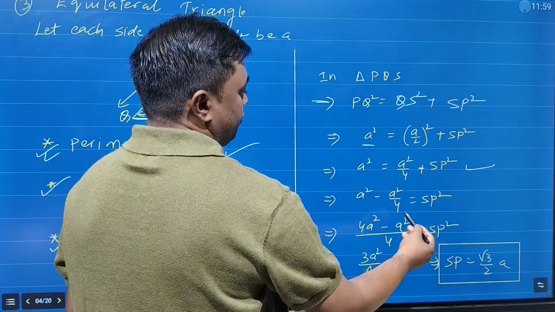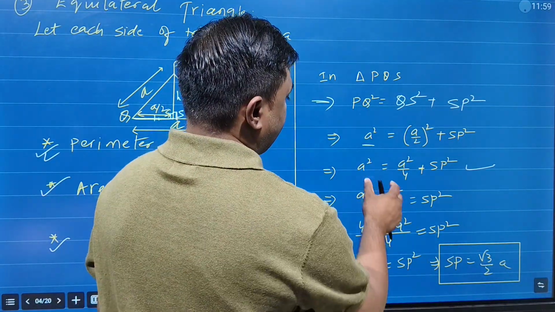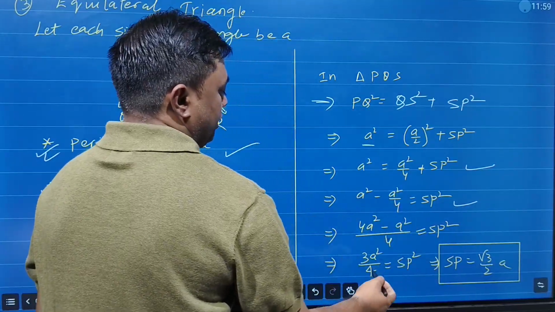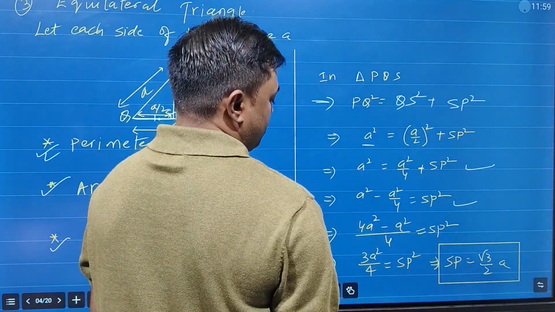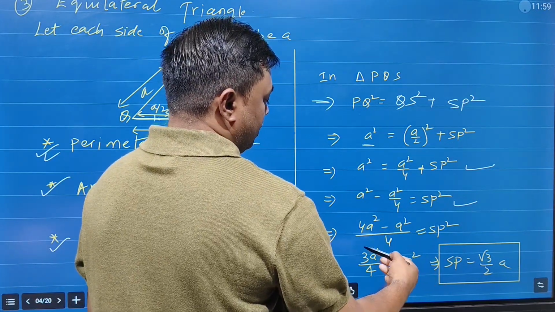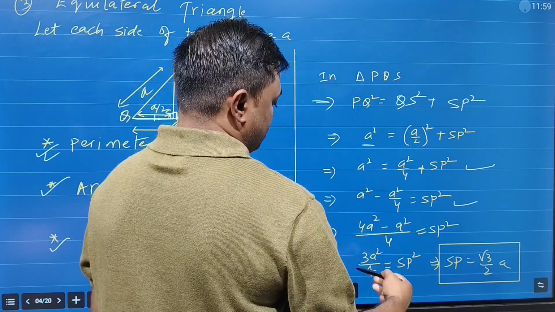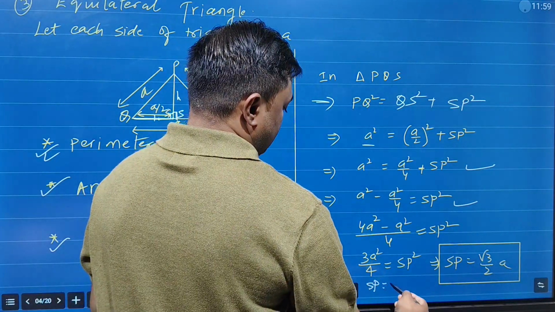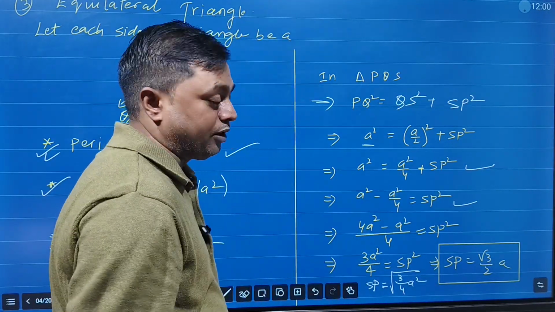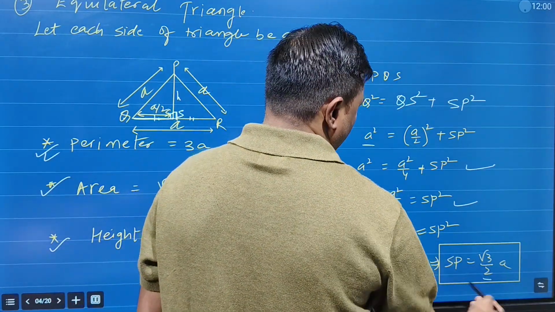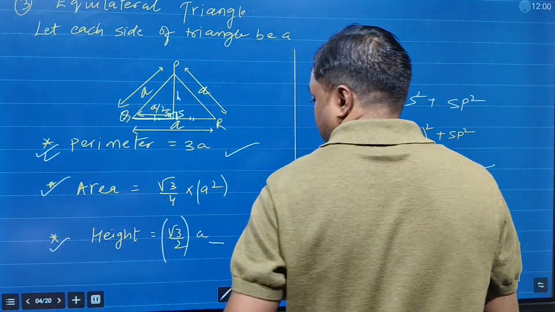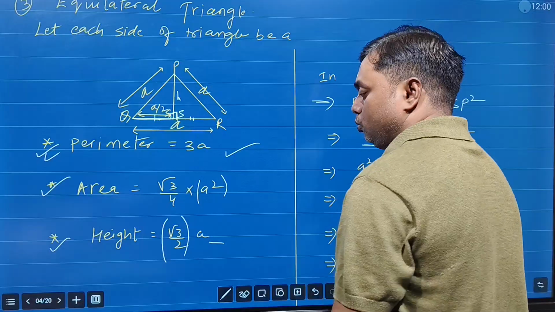A square is equal to A square by 4 plus SP square. You move to the left hand side. A square minus A square by 4 is equal to SP square. If you solve this, you will get 4A square minus A square by 4 is equal to SP square. If you take the square root, SP is the square root of 3A square by 4. 3 is not a perfect square, so you write root 3. 4 is a perfect square, so 2. A square is a perfect square, so A. So SP value is root 3 by 2 A. SP is actually the height. So root 3 by 2 A. Am I clear?